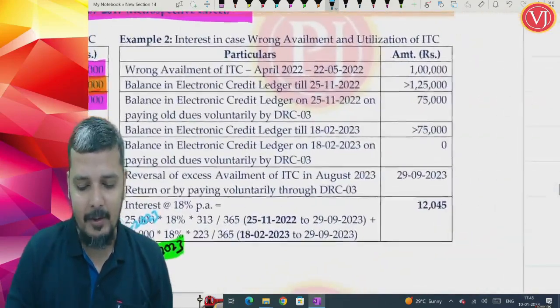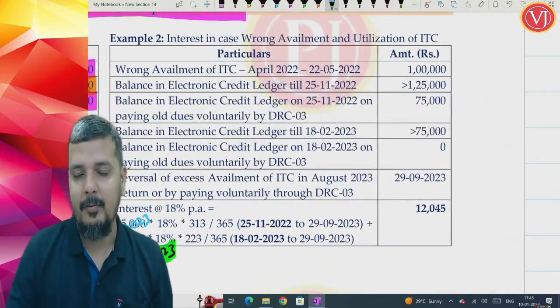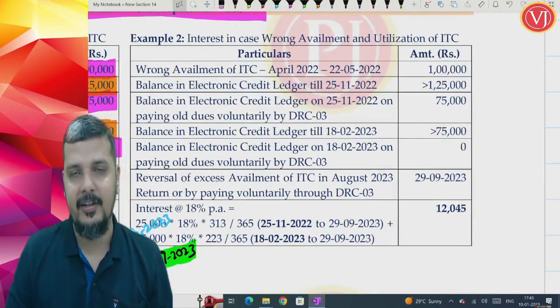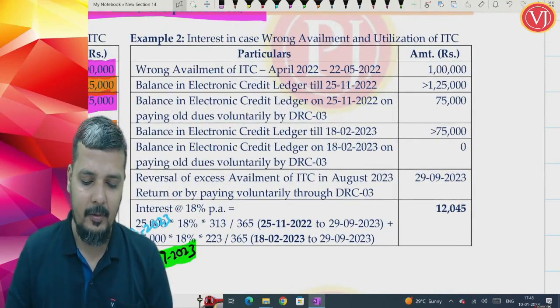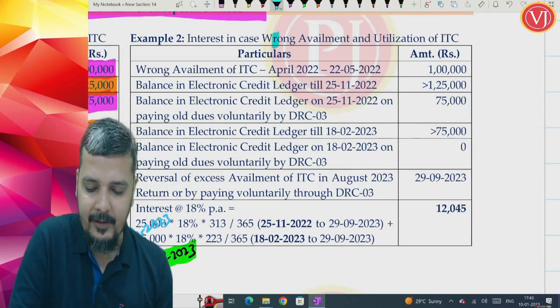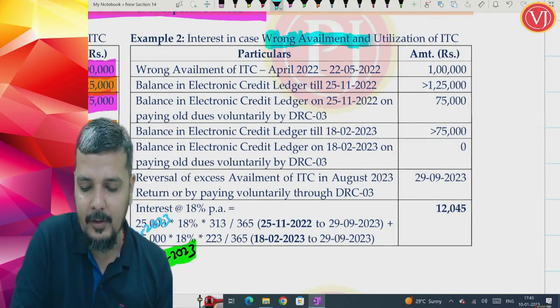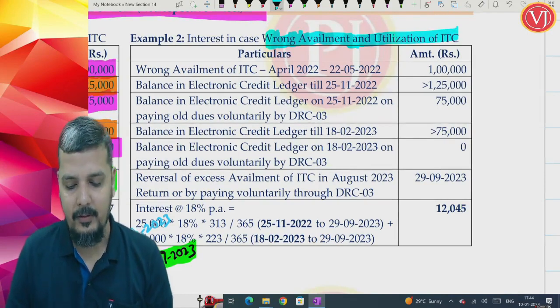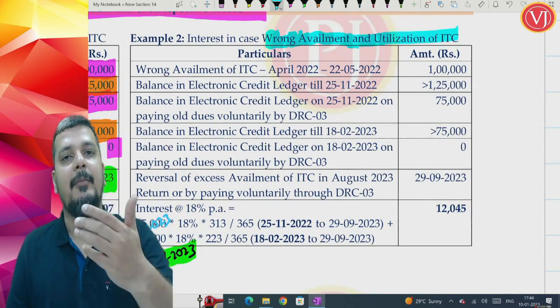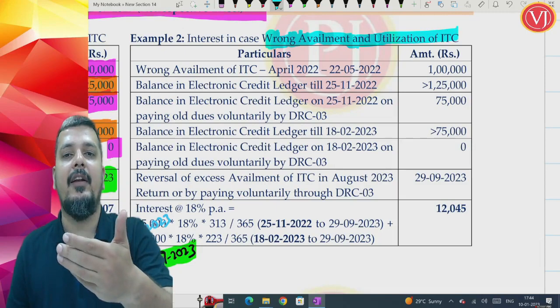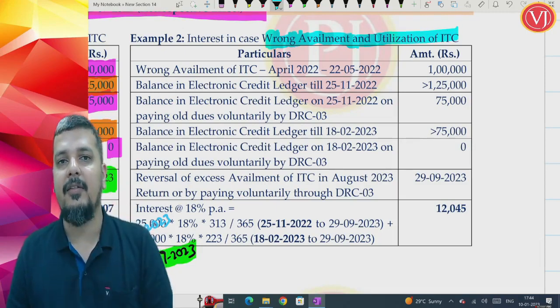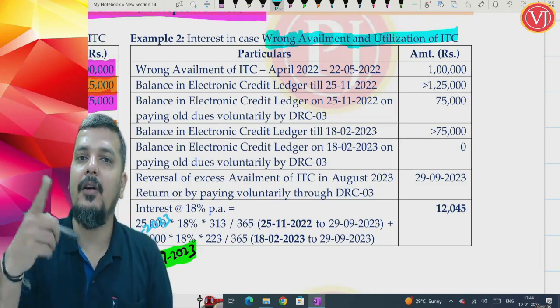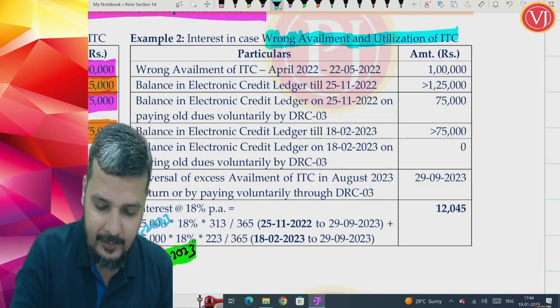Now example number 2, what I have done is I made a small change. What is the small change in example number 2? If you see example 2, you will find the basic working is the same. You are again talking about wrong availment and utilization of ITC. One small change is that this time, when my credit balance comes below the wrongly availed amount, it is not because of filing of a return, it is because of a DRC 03 challan. Let us try to understand this.